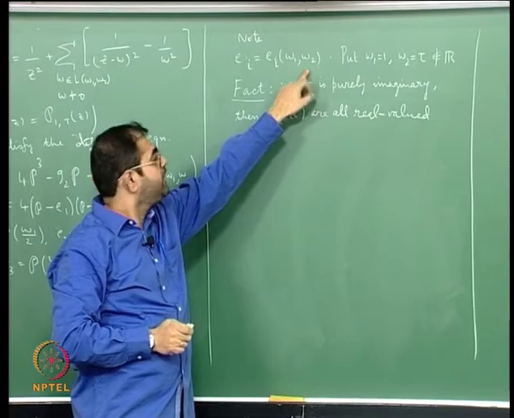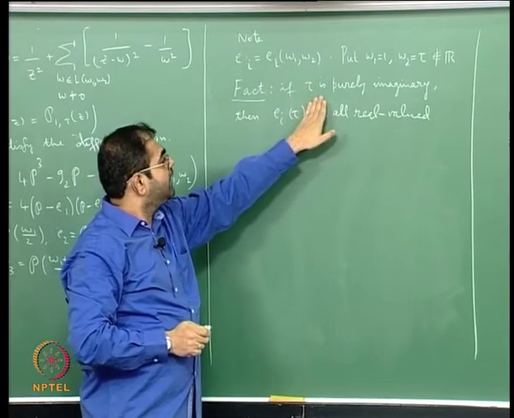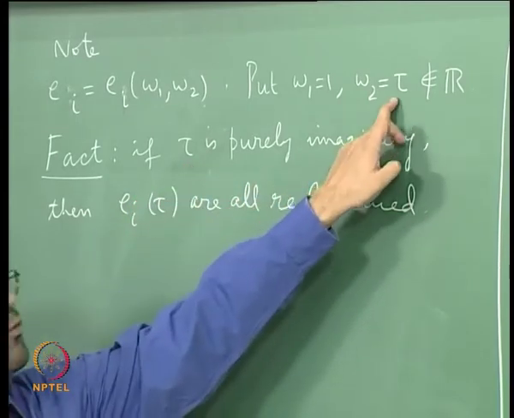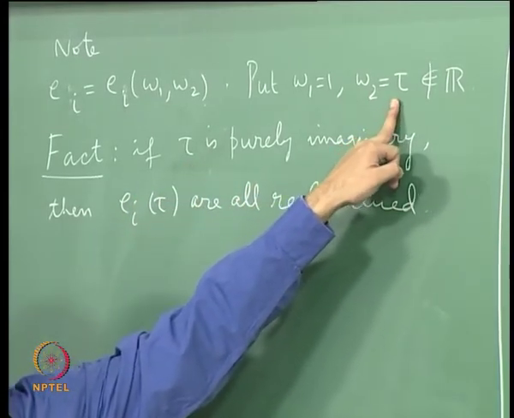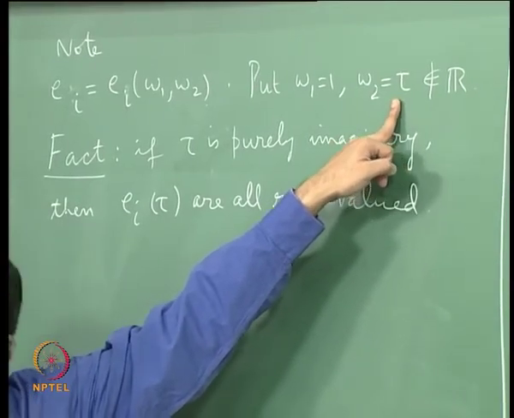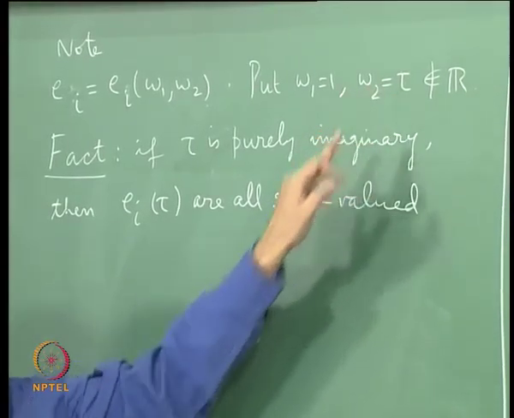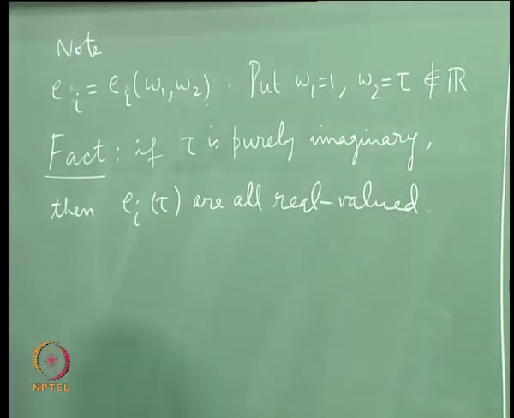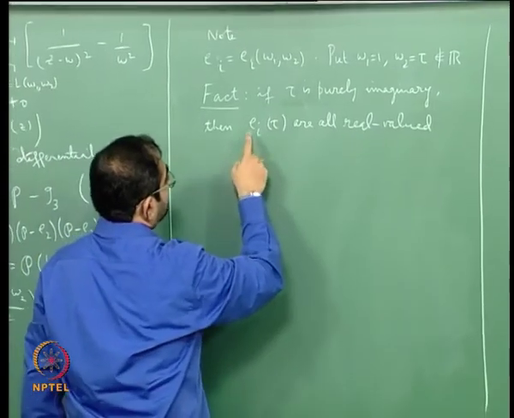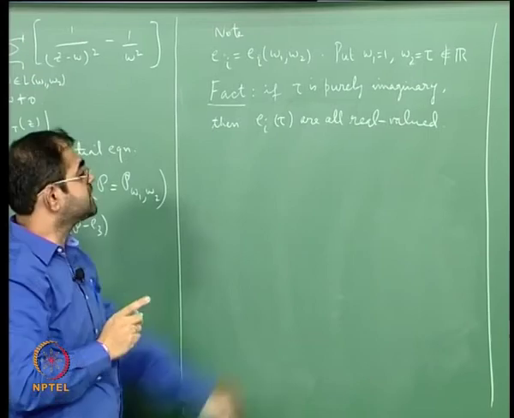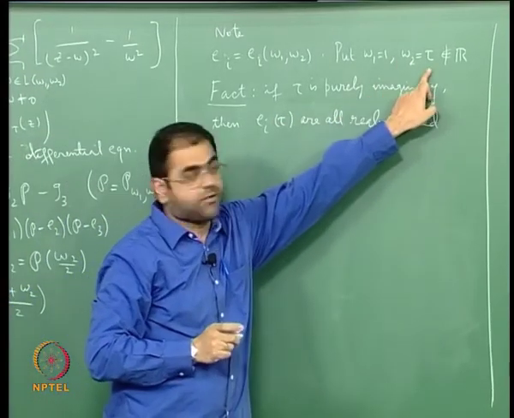Now tau is not real, so it could still have a real part. Tau is not real only tells you that it has an imaginary part which is not 0, okay. It could have a real part. If further that real part is 0, that is the case when tau is purely imaginary, then I say that the e_i of tau are all real valued. So when I write e_i of tau, now it is really a function of only tau, because the only variable here is tau, alright.